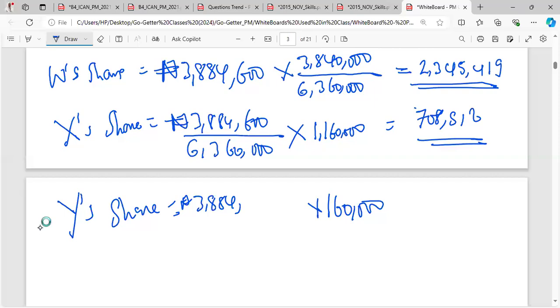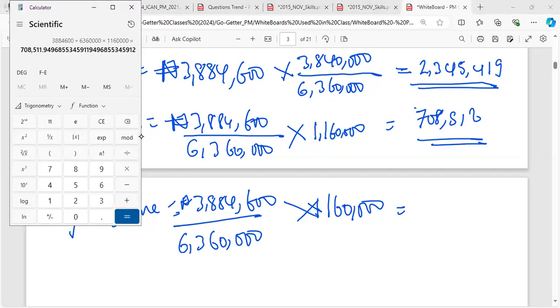388,4600 divided by 6,360,000. So all I will just do now is follow my pattern. You can do your own calculation, but this is faster for me. I'll divide by this figure here, 1160, and I'll multiply by this times 160, getting 97,726.